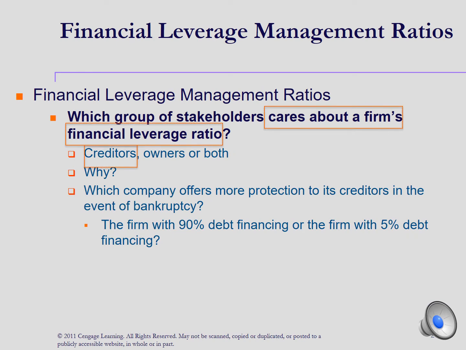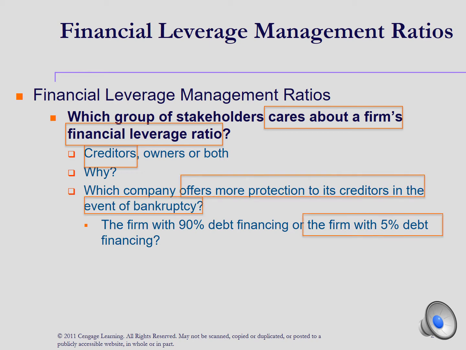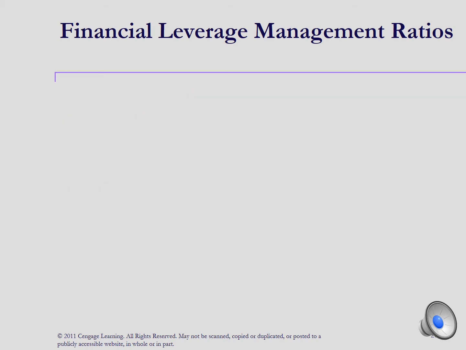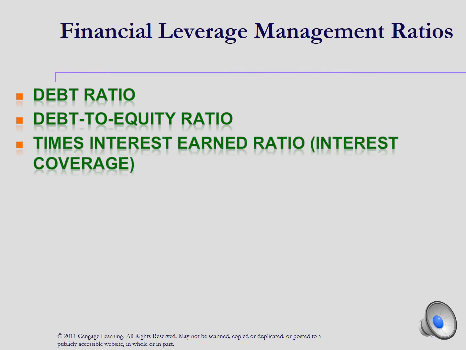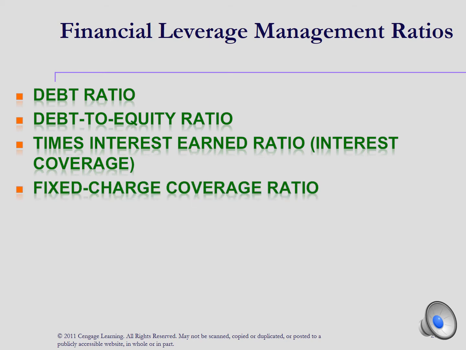Creditors care about a firm's financial leverage ratio. Why? Because a firm with low debt financing offers more protection to its creditors in the event of bankruptcy. Financial leverage management ratios. Financial leverage management ratios indicate a firm's capacity to meet both short-term and long-term financial obligations. We will look at debt ratio, debt to equity ratio, times interest earned ratio, also known as interest coverage, and fixed charge coverage ratio.